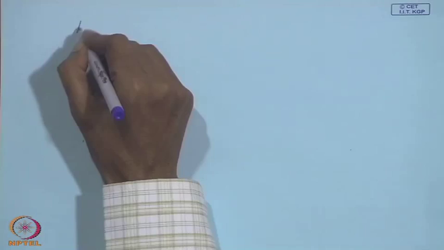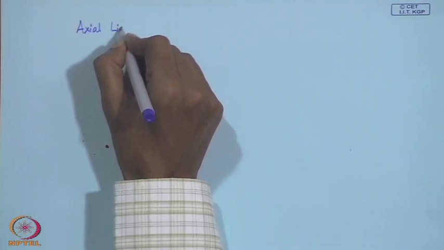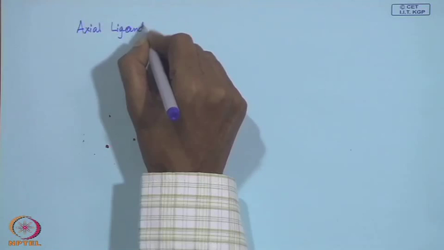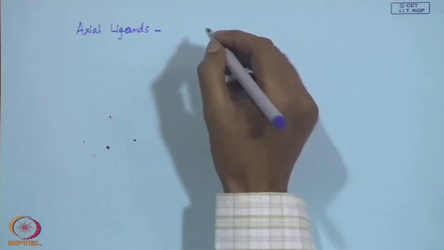So, we have with this molecule two axial ligands. So, these axial ligands play some important role. That means, from the position number 5 and 6, they basically control the corresponding range of redox potentials.